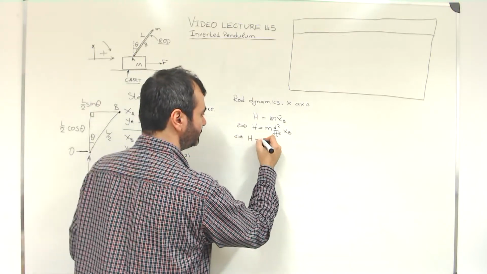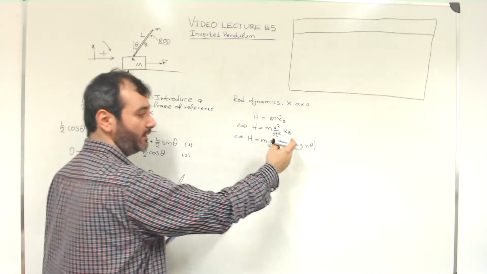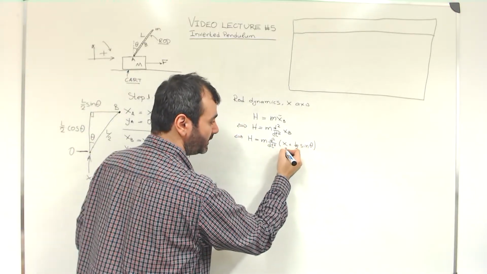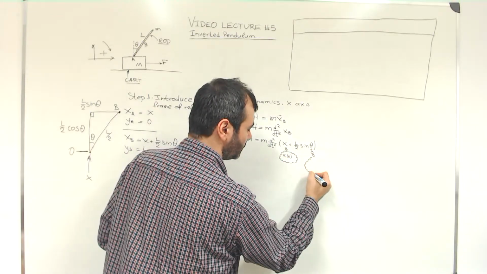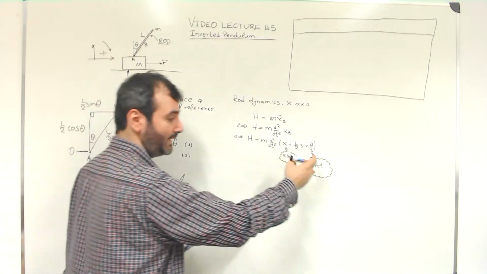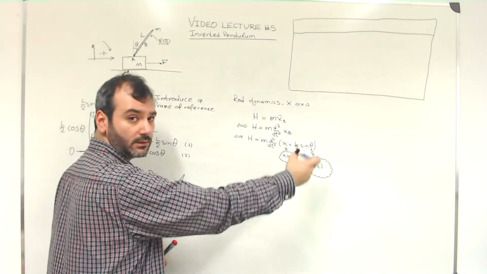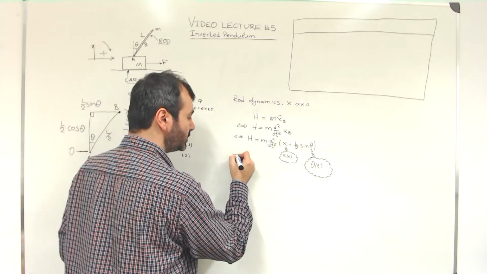Therefore, it is the second derivative of this expression, where both x and theta are functions of time. Let us differentiate once, and then we'll do it once more afterwards.